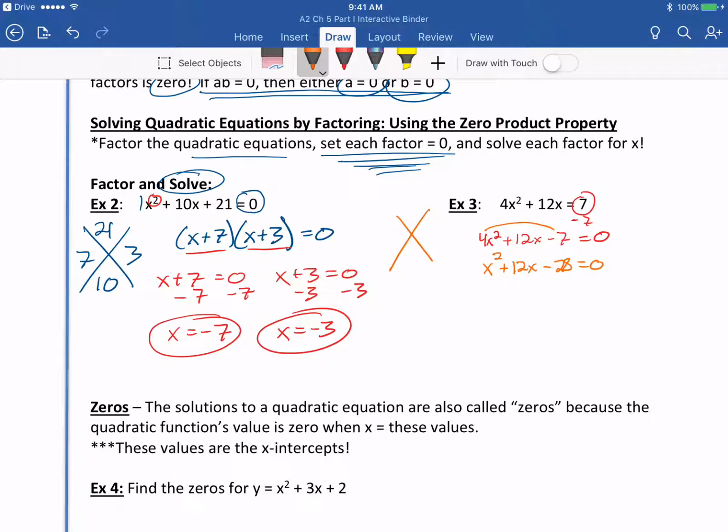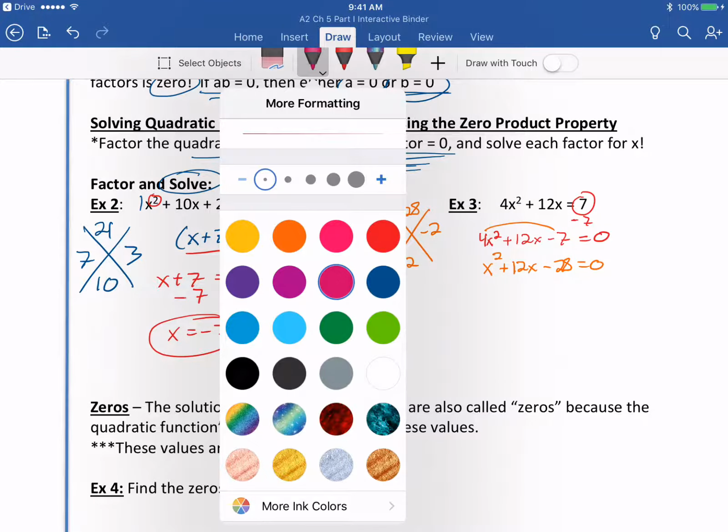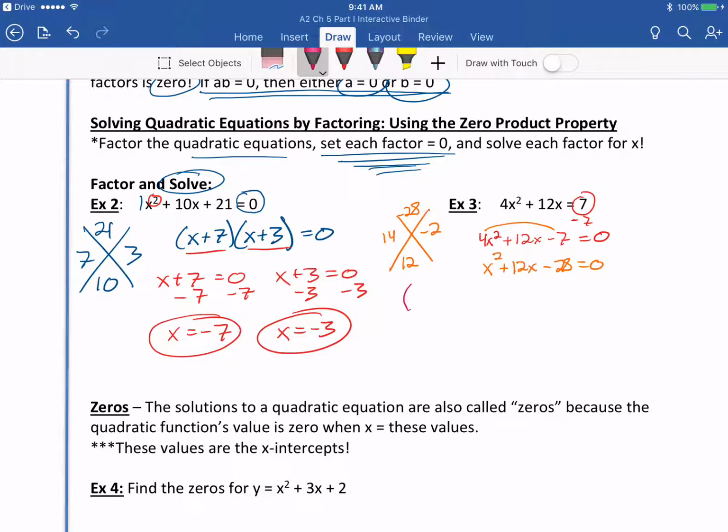All right, and I can put -28 on the top and 12 on the bottom. Find out what two things multiply to -28 and add to 12. That's going to be 14 and -2. Okay, so here I come over. I can look at, hey, this is going to be x plus 14 and x minus 2 equals 0.